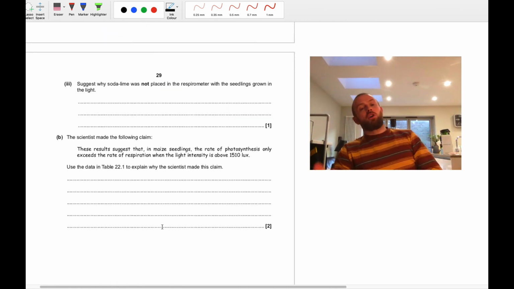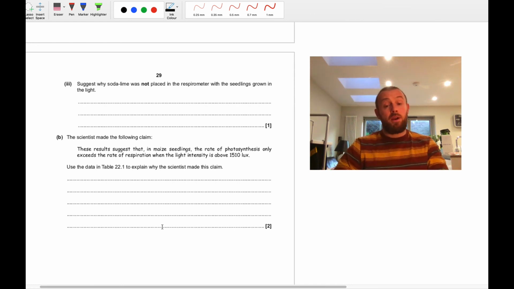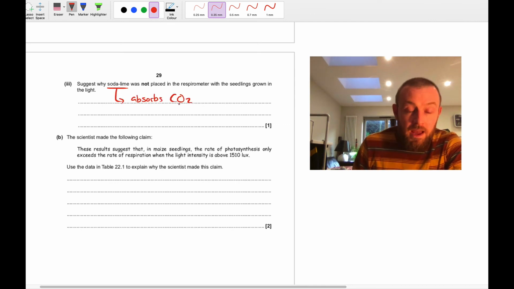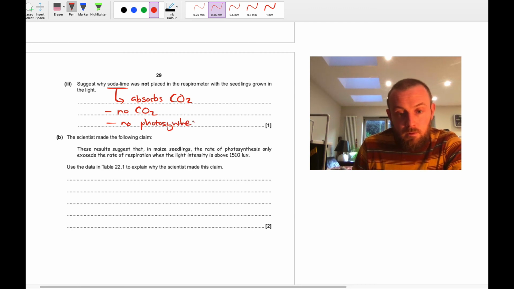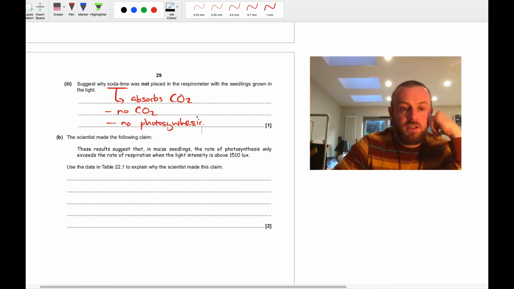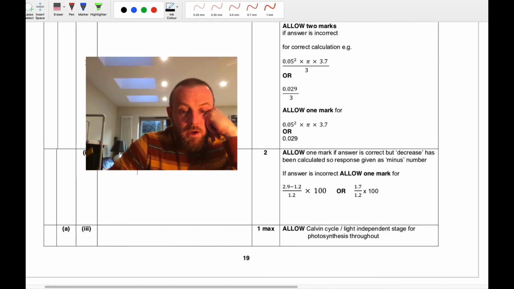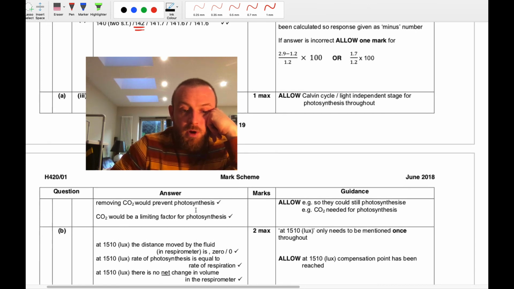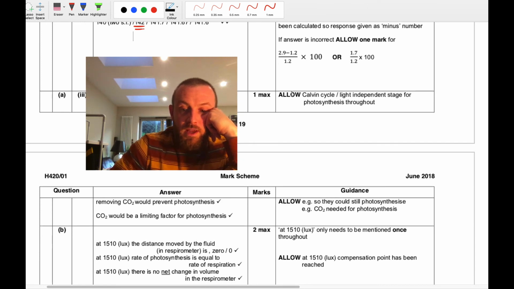Suggest why soda lime was not placed in the respirometer with the seedlings grown in the light. Well, soda lime absorbs CO2, and if there was no CO2, there would be no photosynthesis occurring. So this would be damaging to the plant because the Calvin cycle could not continue. Removing CO2 would prevent photosynthesis. Yeah, fine, that's the mark. CO2 would be a limiting factor for photosynthesis, or the Calvin cycle. Yeah, fine.